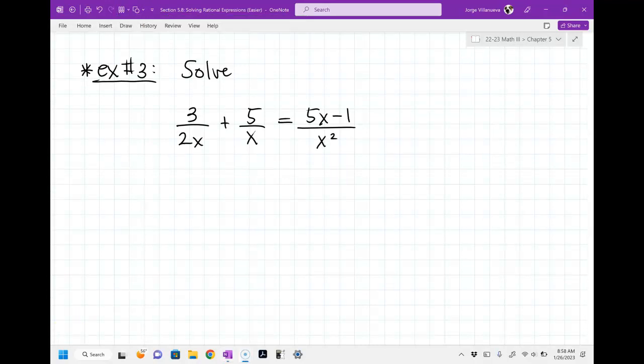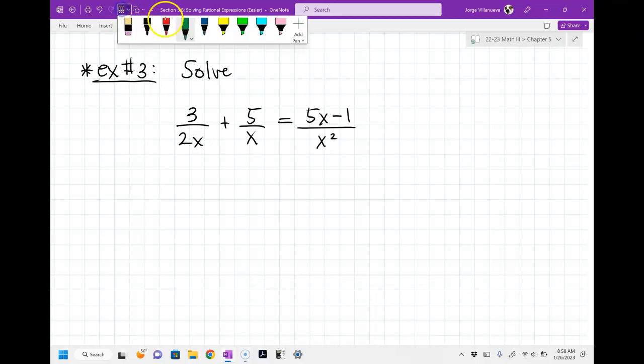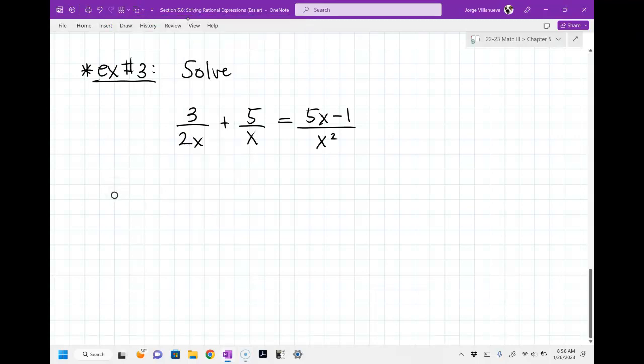All right, so again, we're solving this. We have 3 over 2x plus 5 over x equals 5x minus 1 over x squared. Okay, so again, I'm going to use some scratch work, right? I'm going to go to this side and do some scratch work.